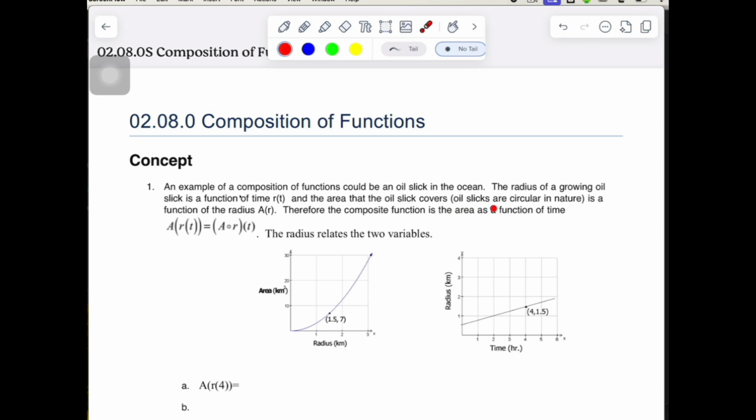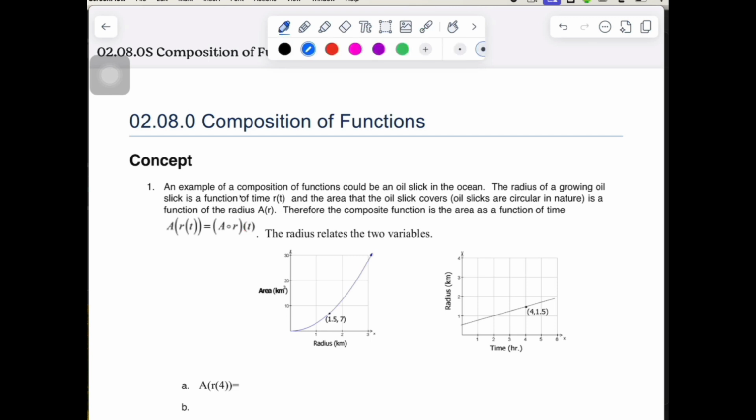But then I also know that the area is a function of radius. So as the radius increases, the area also increases. And so I know that area is a function of radius, which is a function of time, or A of R of t is how it works out.